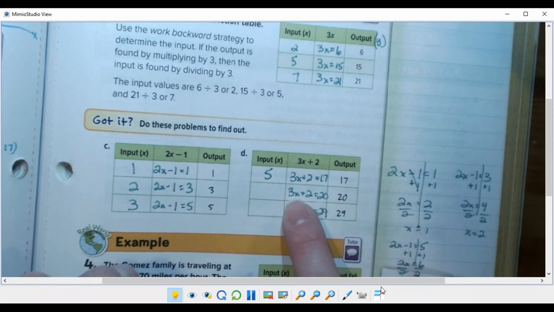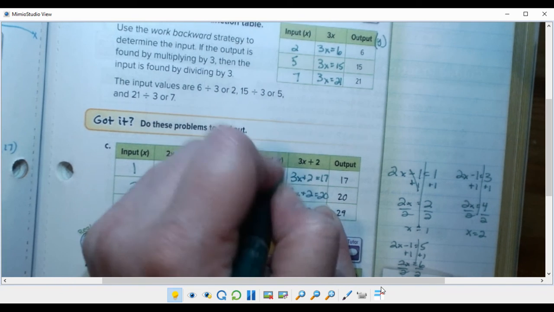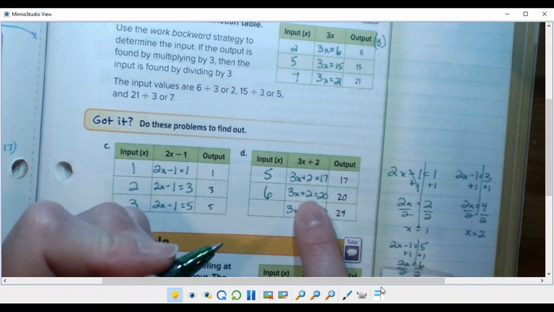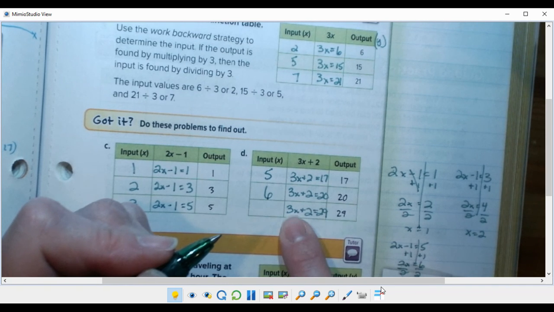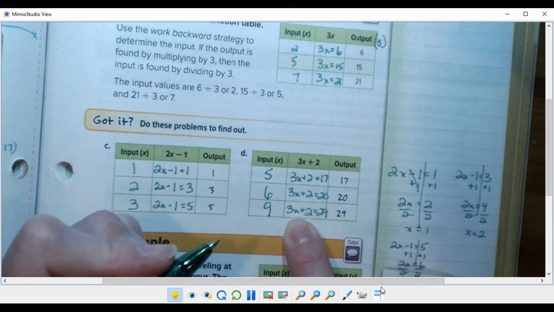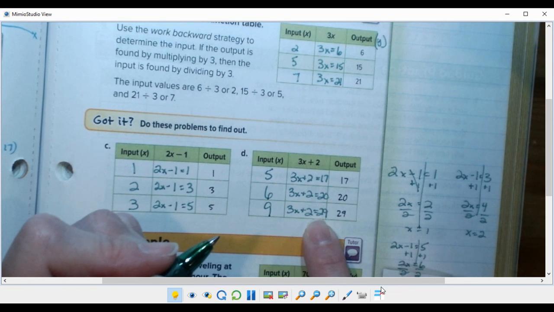Take this 2 away, I get 3x equals 18. 3 times 6 equals 18. 18 plus 2 is 20. Take the 2 away here, we get 27. 3 times 9 is 27, plus 2 equals the 29.